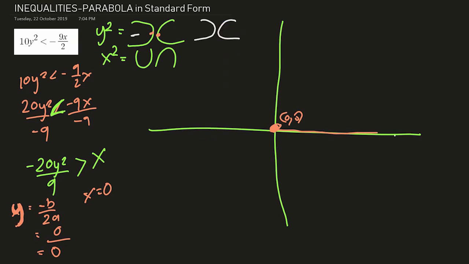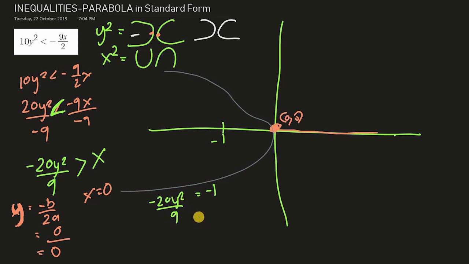Ibig sabihin, dito sa ating problem, since this is negative y squared, it will go that way. Nasa parang ganyang position siya. Pero dapat ma-identify natin kung anong 2 points dyan. So, let's solve for 2 points. So, we will let x be equal to negative 1. So, when x is negative 1, that is negative 20y squared is equals to negative 1 over 9. Let's solve for y.